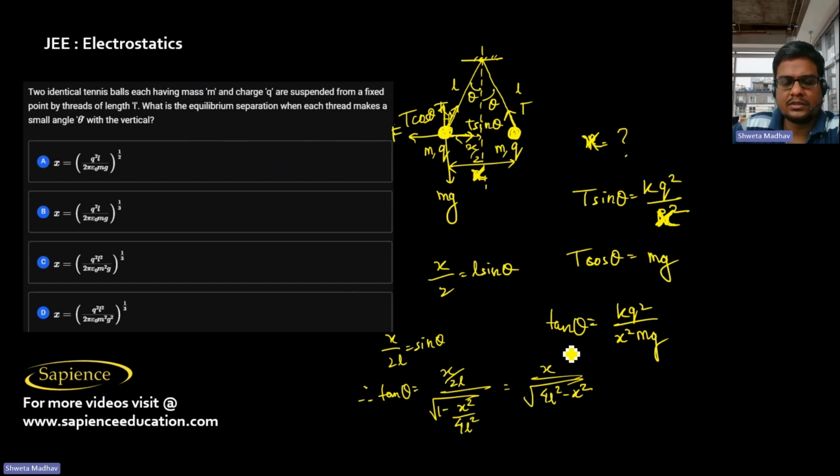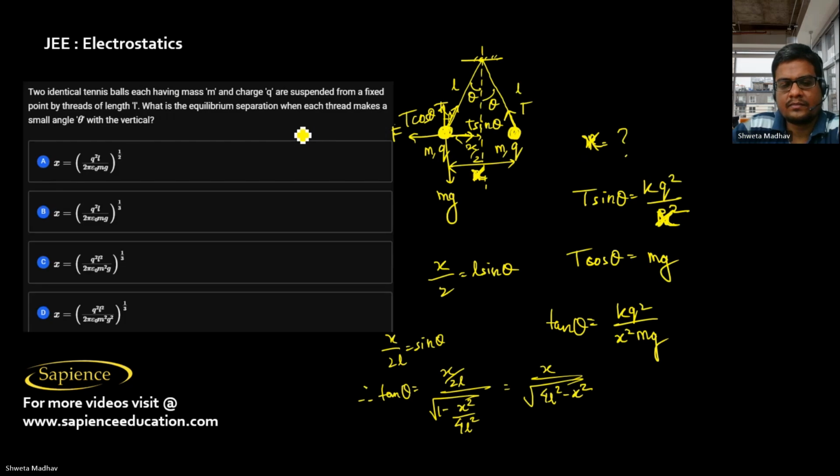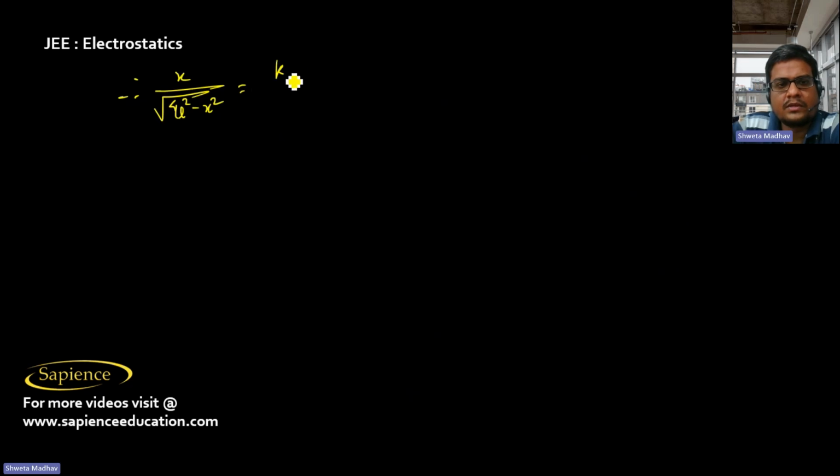Tan theta. Now this is also tan theta. So it's L sin theta. So therefore you can say x by root over 4L square minus x square, that is equal to kq square by x square mg.